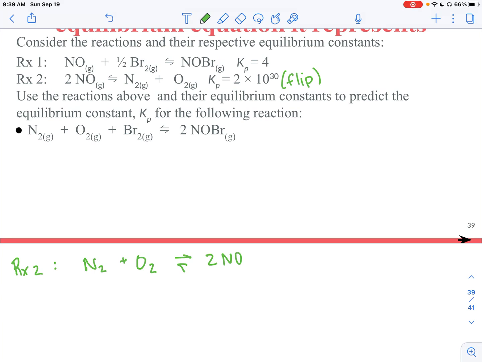And if you wanted to write a new K right here, you could totally do that. Okay, so if you flipped this reaction, that means your new K is going to be the old one, but in inverse. So 1 over the old one. And for this one, that is going to be 5 times 10 to the 31.